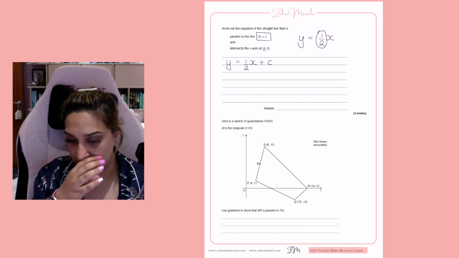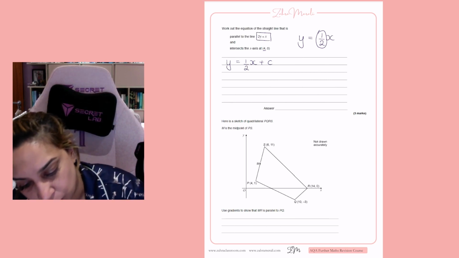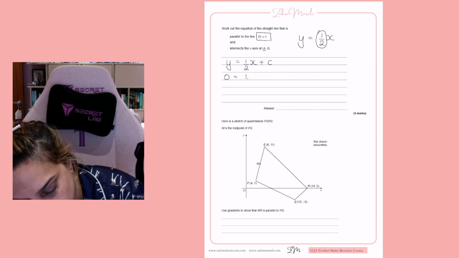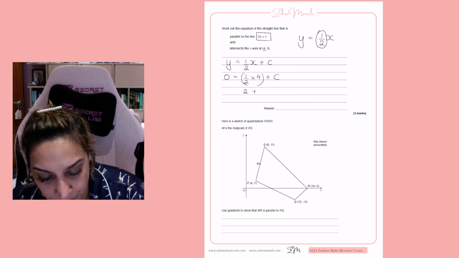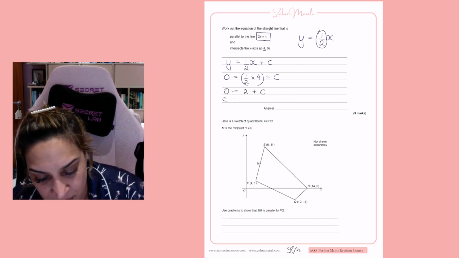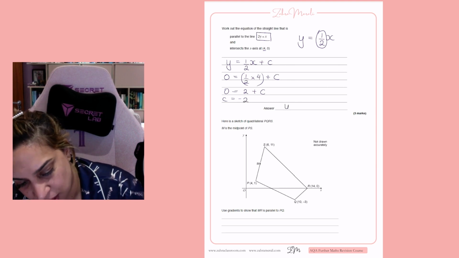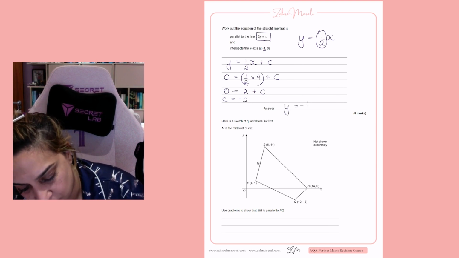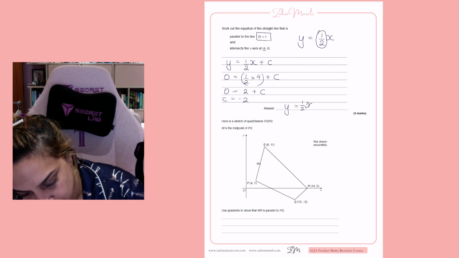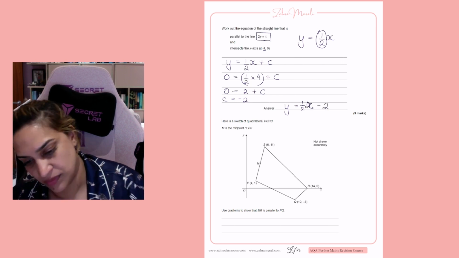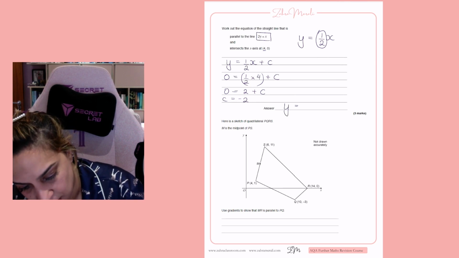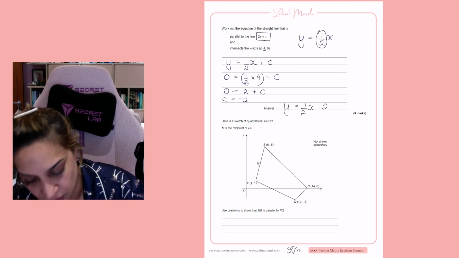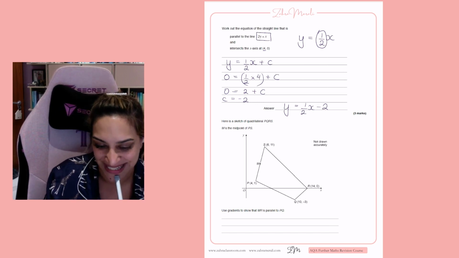So let's substitute it in. So when x is 4, y is 0. A half times 4. So 4 divided by 2 is 2. So c must be minus 2. So my equation is y equals a half x minus 2. Actually, let's write that a bit neater. So we've got y equals a half x minus 2. Okay, so I hope that makes some sense.